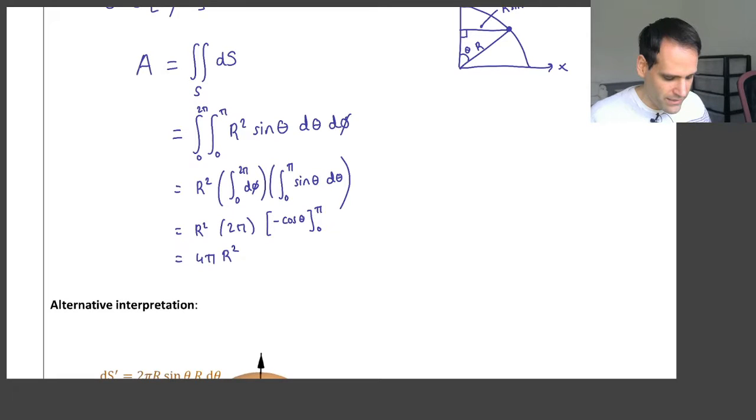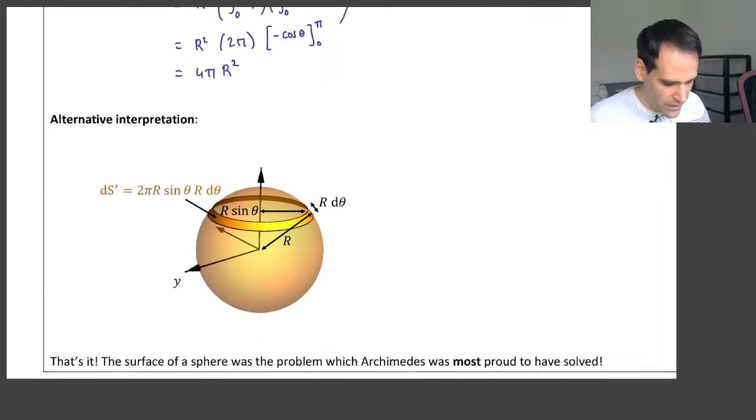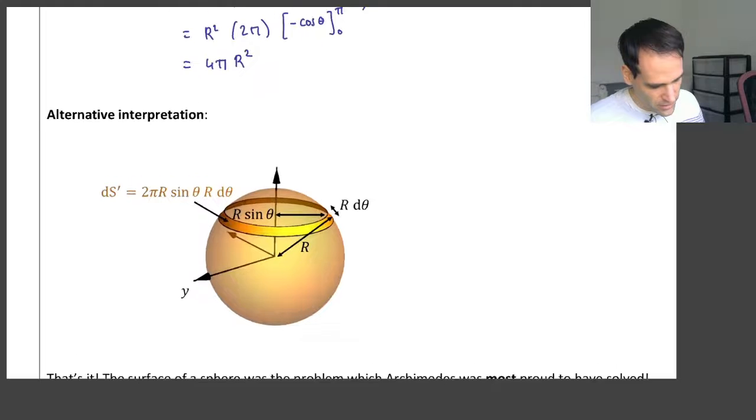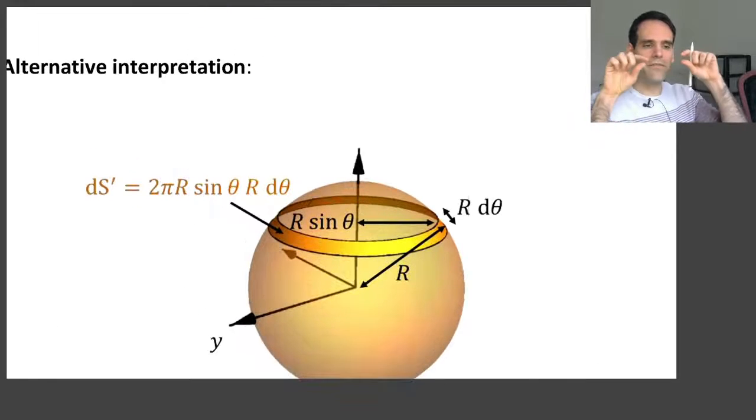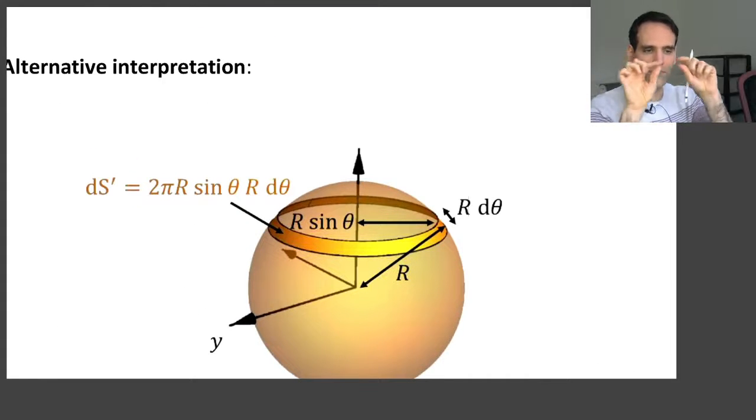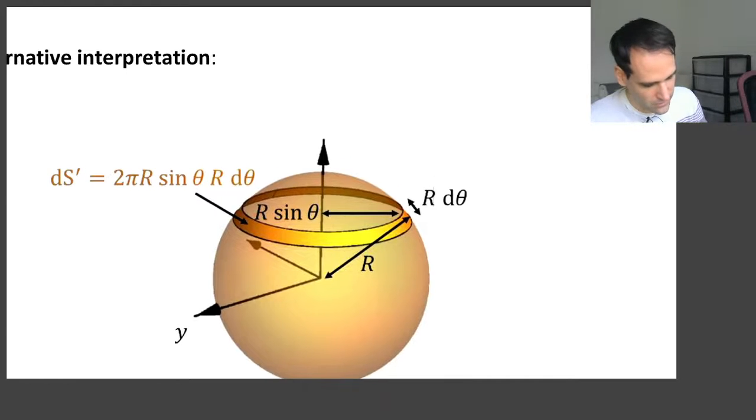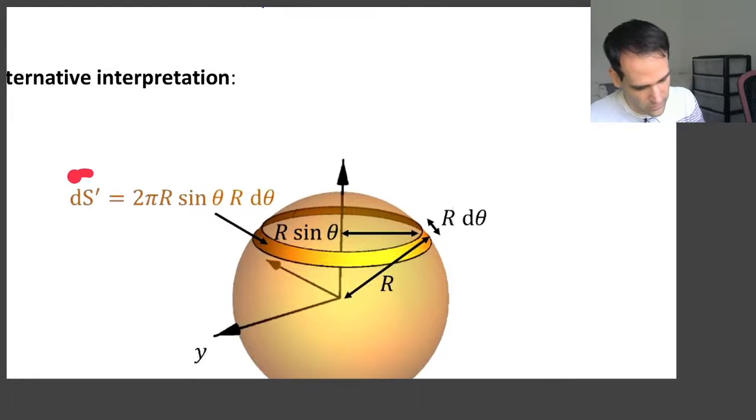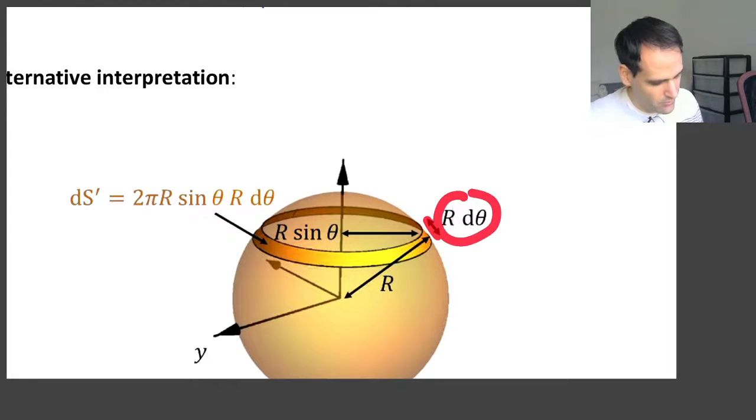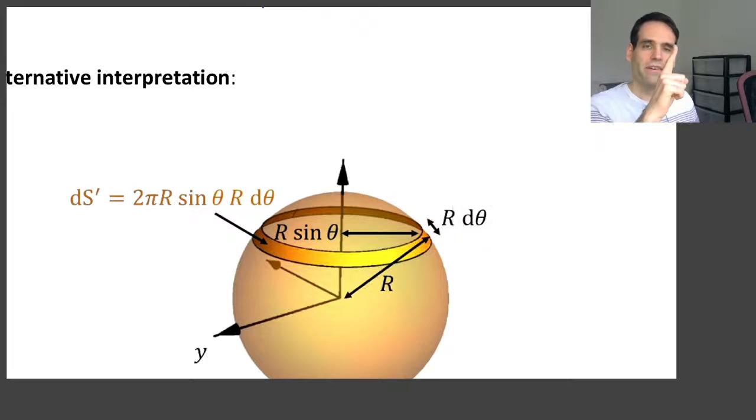Similar to what happened with the cylinder, we can also do an alternative interpretation in which we calculate a tiny ribbon around this sphere, and find the ds for this ribbon, and this we call ds prime. And this ribbon has a width equal to r times d theta, because we're increasing theta by a certain amount.